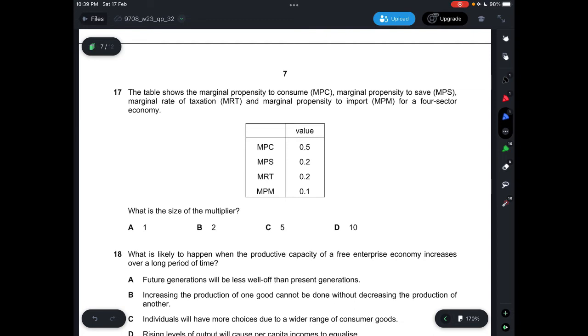Question 17, the table shows the marginal propensity to consume, marginal propensity to save, marginal rate of taxation, and marginal propensity to import for a 4-sector economy. What is the size of the multiplier? To calculate the size of the multiplier, you take MPS plus MPT, not MRT, this one is wrong, and then MPM. So you add everything together and you divide it into 1. So MPS plus MPT plus MPM, you get 0.5. You take 1, you divide by 0.5, and then you get 2. So when you get 2, that's the answer. Size of multiplier is 2.